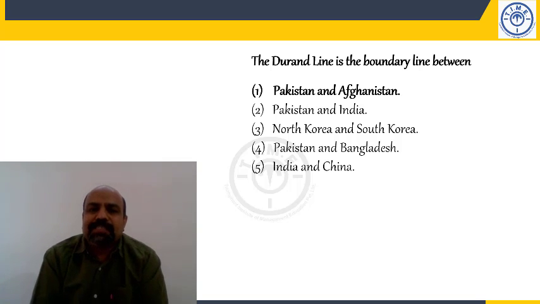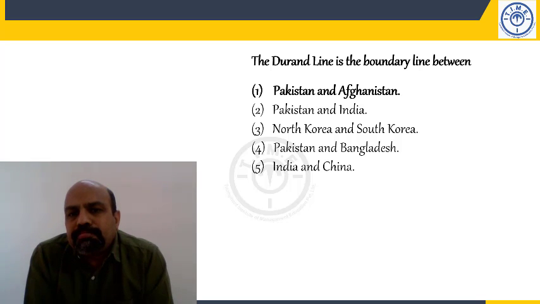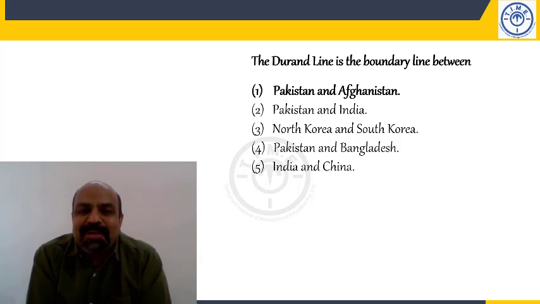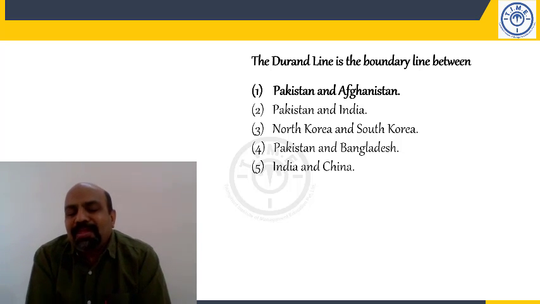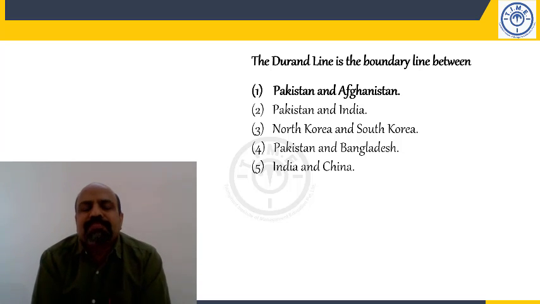Nice question. Sometimes these kinds of things help. The Durand Line is a boundary line between Pakistan and Afghanistan. Why I came up to India, I don't know, but the Durand Line is a boundary line between Afghanistan and Pakistan. You write one line about this.